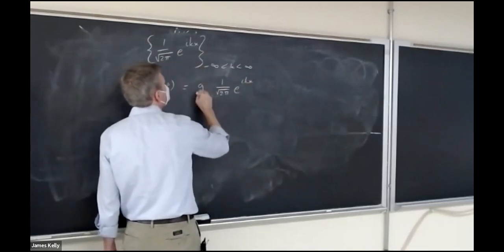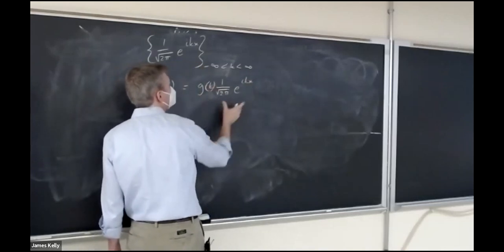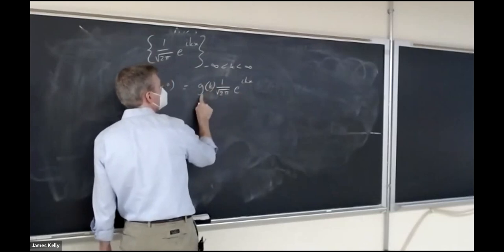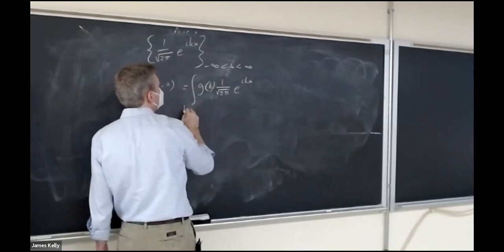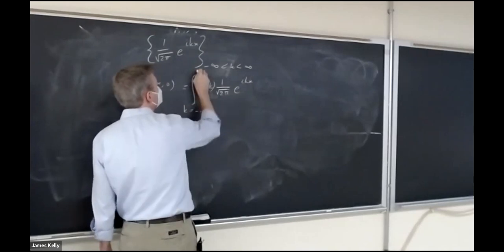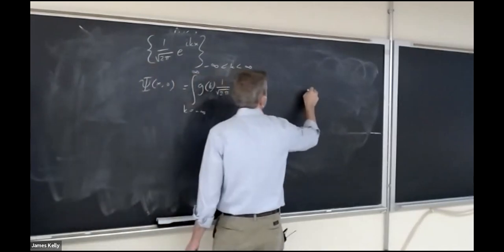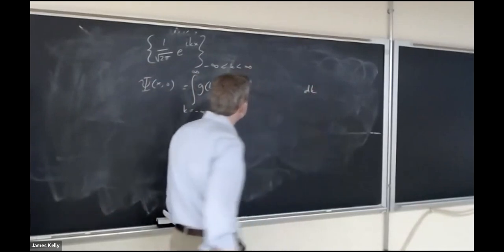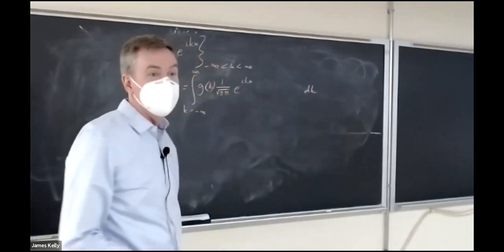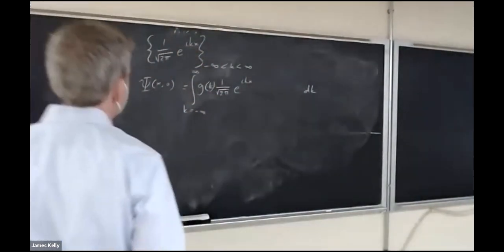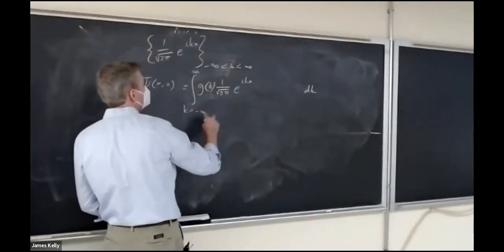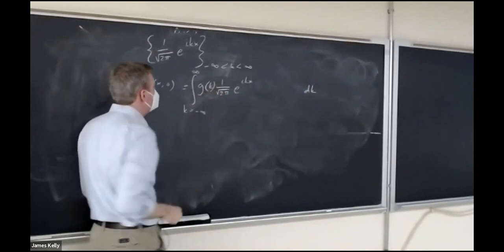with some coefficients. There's one for each k, so I've got to put a coefficient for each k. And I should sum them all up from k equals minus infinity to infinity dk, leaving myself a little room, obviously. And the question is, if they're really a complete set, I should be able to do that. How do I solve for what the g of k's are?